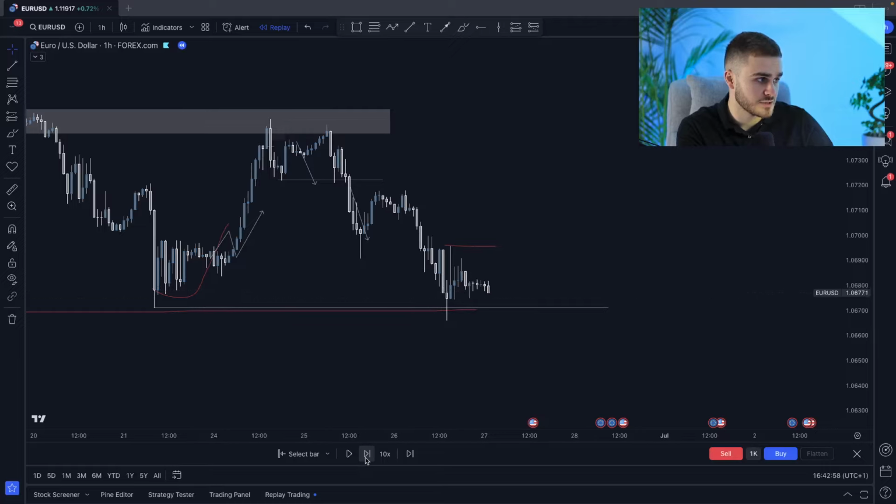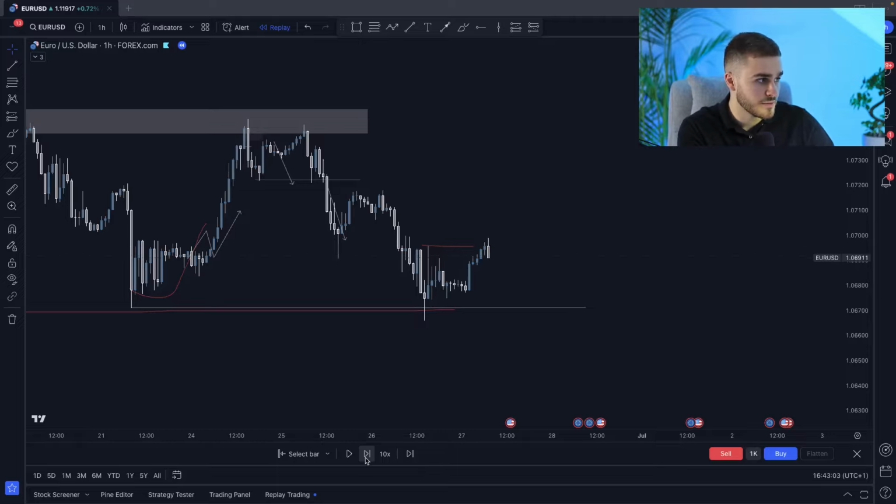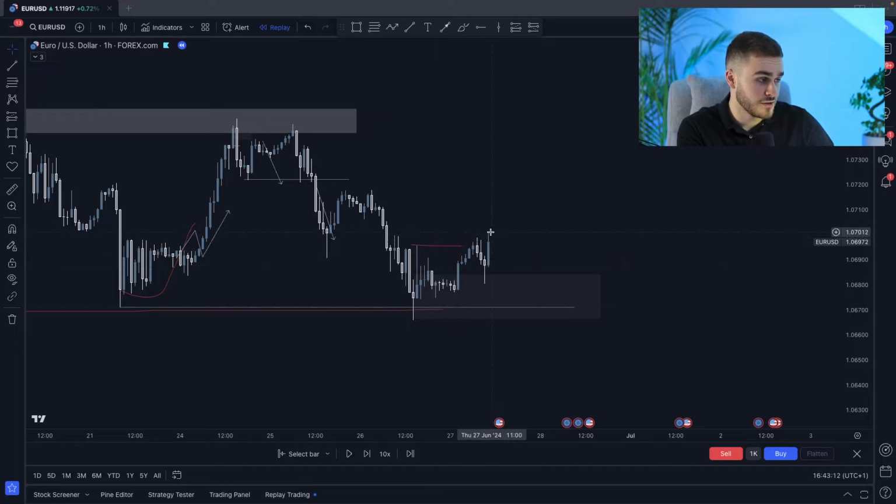So it seems like price is consolidating even more. None of this price action appeals to me. Okay, we're starting to break up. All right, nice. So let's wait for now a reaction around this kind of zone. Perfect. So we've already got it. Now let's see. If this engulfs up, yeah, perfect.